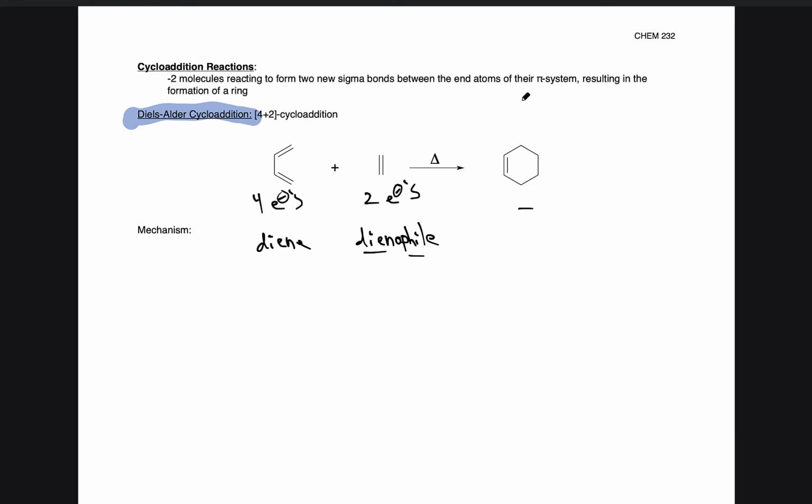And we're always going to see the situation where we have 3 pi bonds, these 3 double bonds, and the transformation that we end up with is 2 sigma bonds, 2 new covalent bonds, and 1 pi bond, as we can see here. We have 3 total pi bonds that have become 2 sigma bonds and a pi bond.